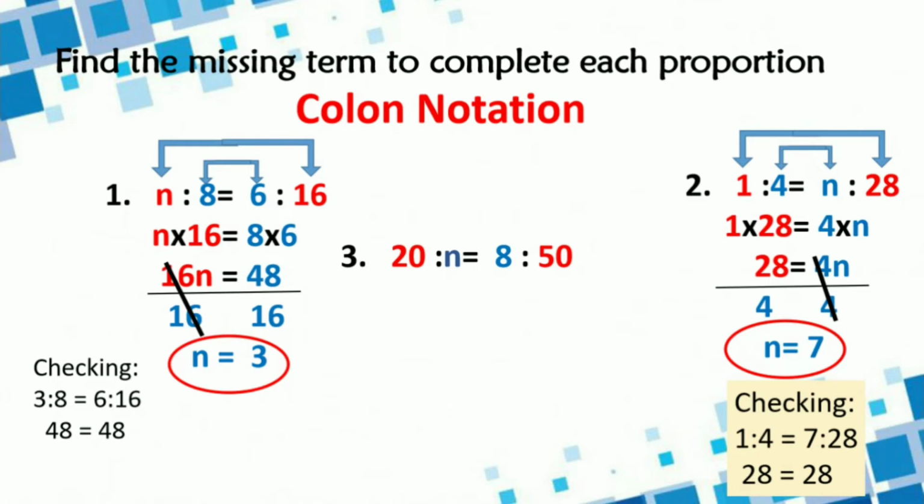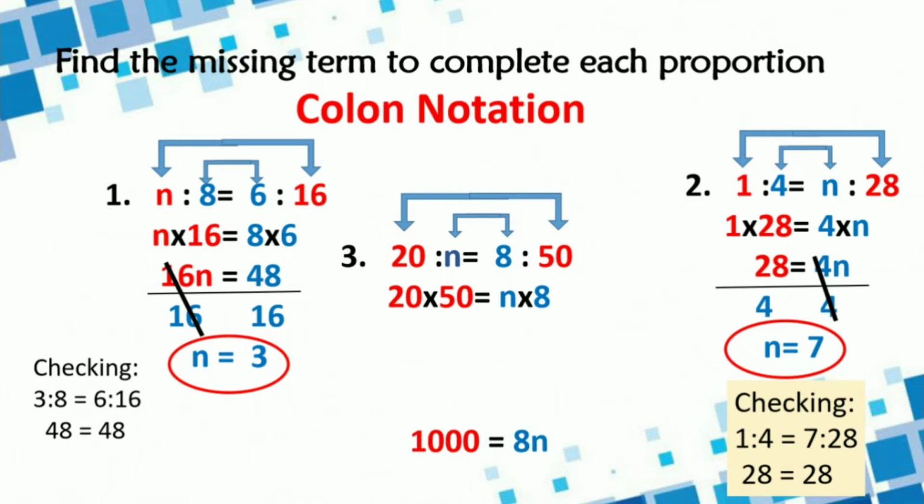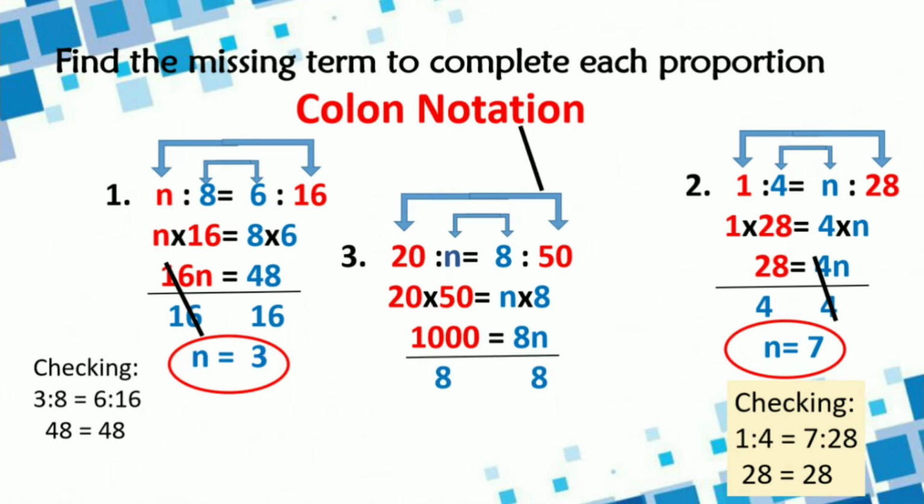So, we have 20 is to n is equal to 8 is to 50. Okay, so to find the missing term in our proportion, same process, multiply both extreme, multiply both means. So, 20 times 50 is equal to n times 8. So, 20 times 50 is 1,000, n times 8 is 8n. Okay, so para ma-isolate natin yung variable na n, di-divide natin both side by 8. Okay, so ka-cancel out natin yung 8, matitira yung n. And then 1,000 divided by 8, that will give us 125. So, ang ating answer, n is equal to 125.